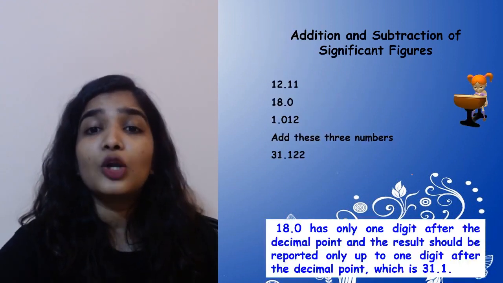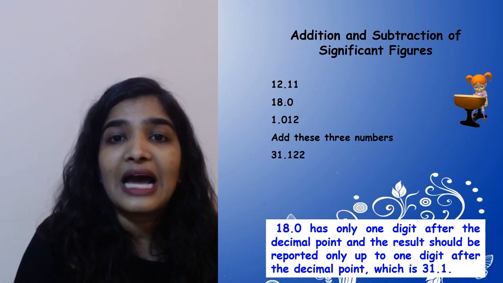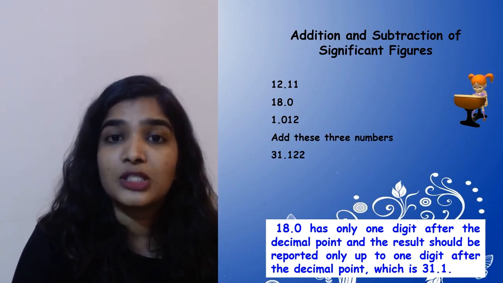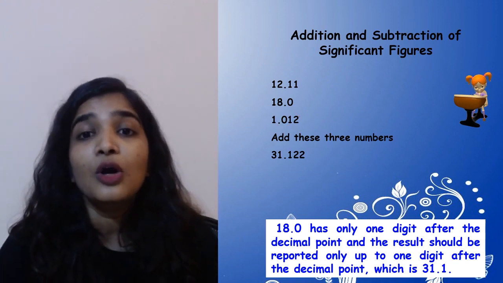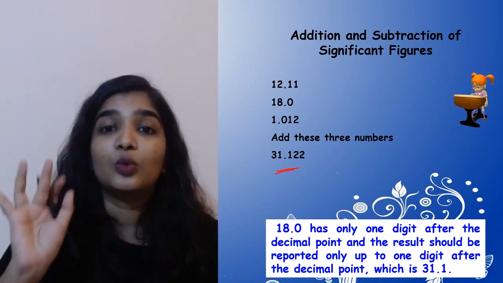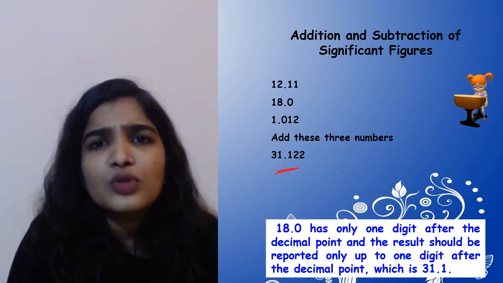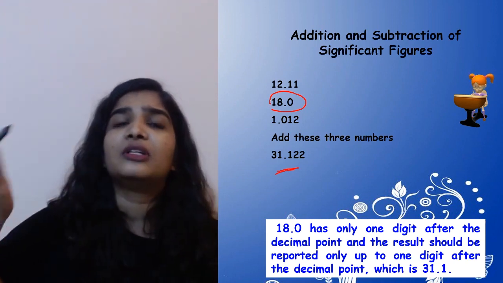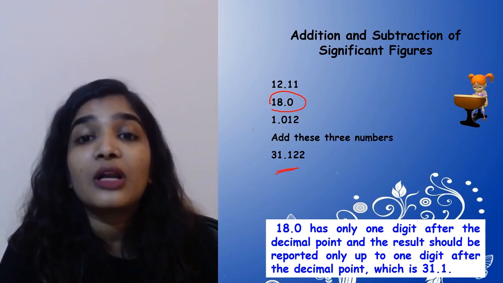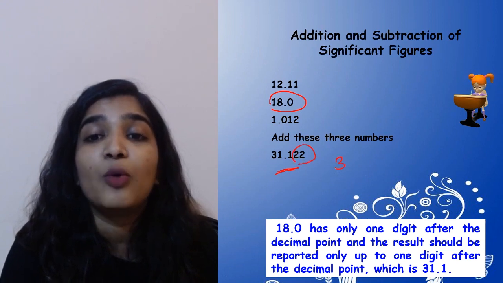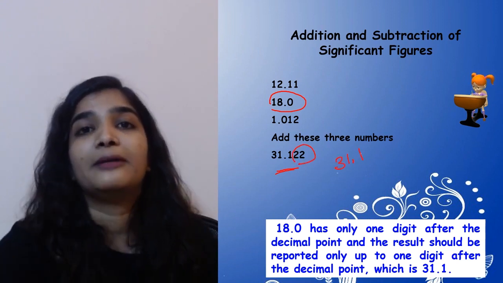So what is the rule? See, when you are adding all these numbers, you are supposed to add 12.11, 18.0, 1.012. When you add this, you will get 31.122. But if you see here, 18.0 has only one digit after the decimal point. So even your answer should have only one digit after the decimal point. So it has to be 31.1.